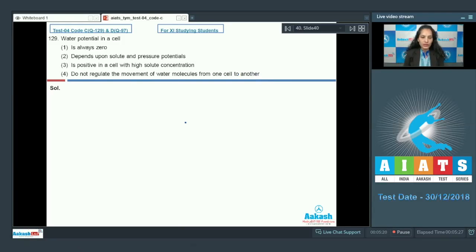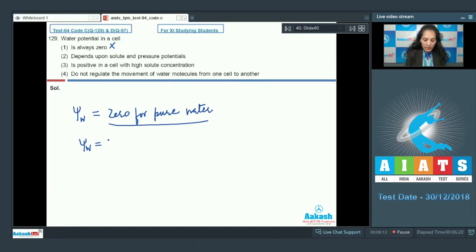Before dealing with this question, you should know that water potential can be written as psi W, and water potential is 0 for pure water, the water which is free from solutes, which does not have any kind of solutes. So that has 0 water potential. Now, is water potential in a cell always 0? No. In a cell, there will be some solutes, so it cannot be 0, because 0 is only for pure water.